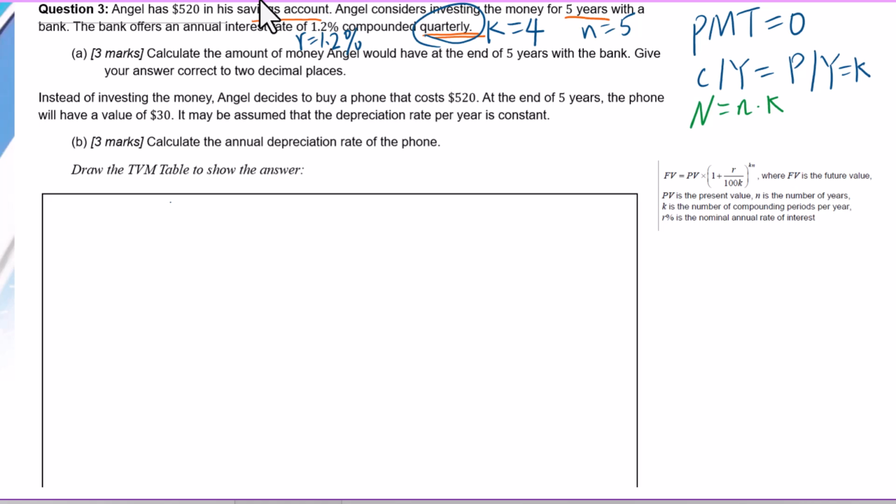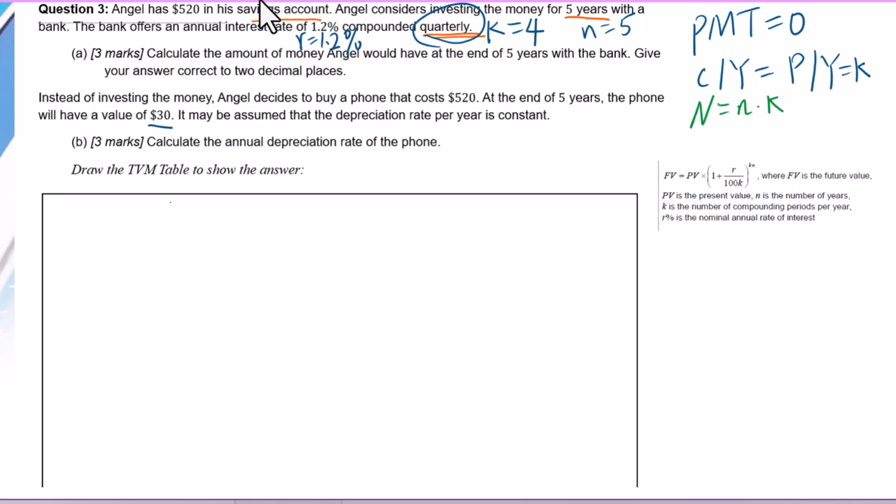$552.11. Instead of investing the money, Andrew decides to buy a phone that costs $520. At the end of 5 years, the phone will have a value of $30. It may be assumed that depreciation rate per year is constant. Part B. Calculate the annual depreciation rate of the phone. This question still has PMT equals 0.